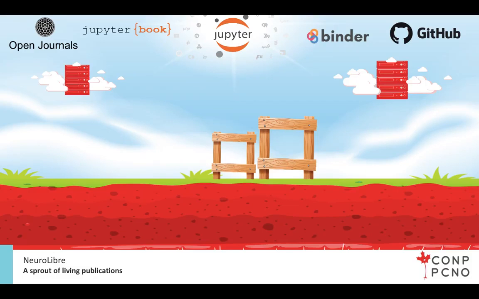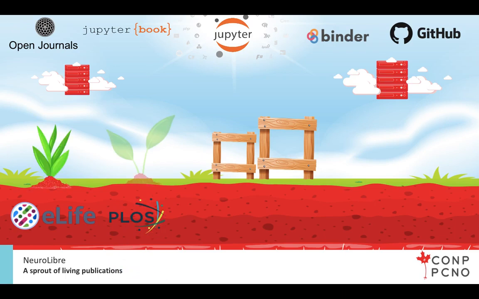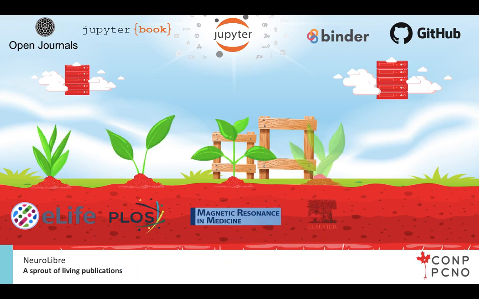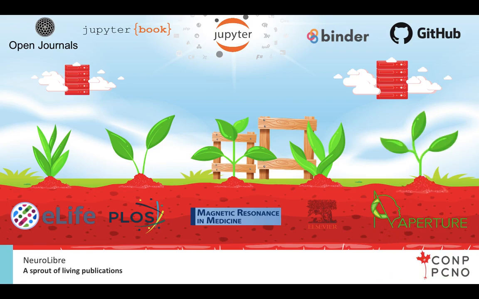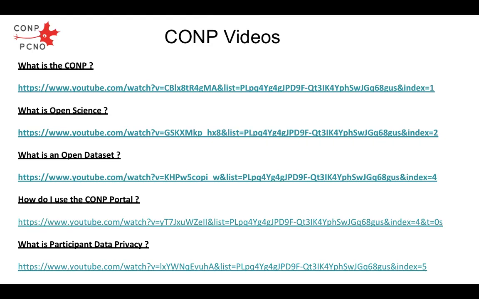A number of journals have joined in with NeuroLibre to take advantage of its capabilities: eLife, PLOS, Magnetic Resonance in Medicine, Elsevier, and Aperture, which is the open science journal for the Organization for Human Brain Mapping. You can go to the CONP portal, CONP website, to check out these videos, which will give you a lot more information about the capabilities of the Canadian Open Neuroscience platform.